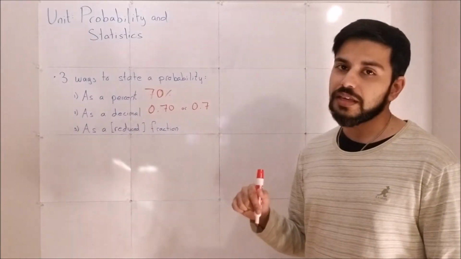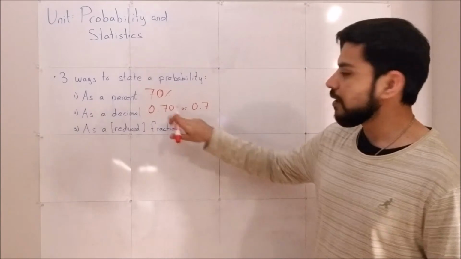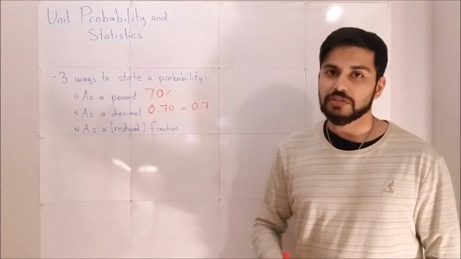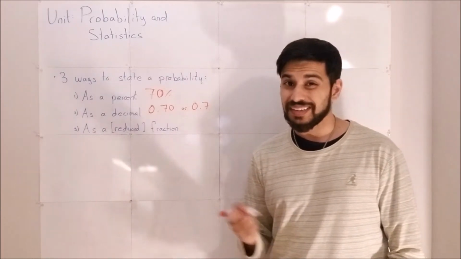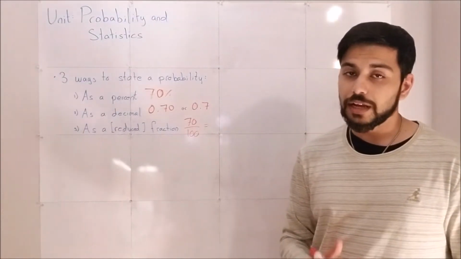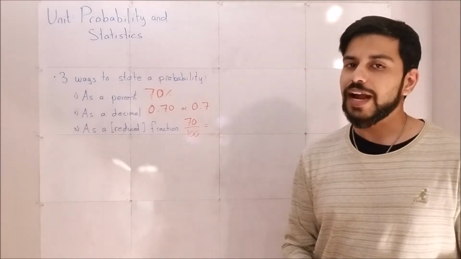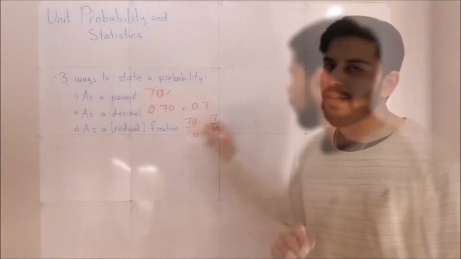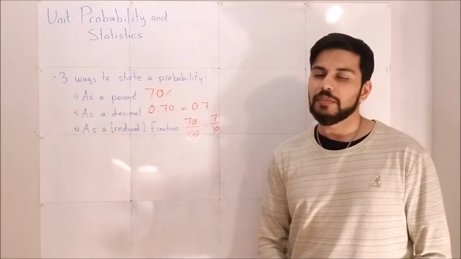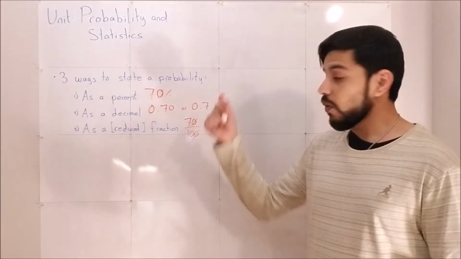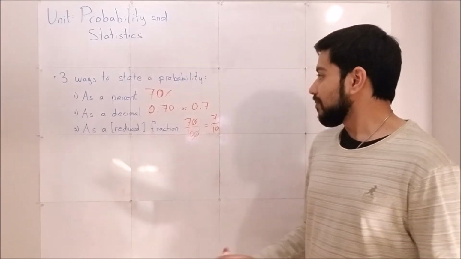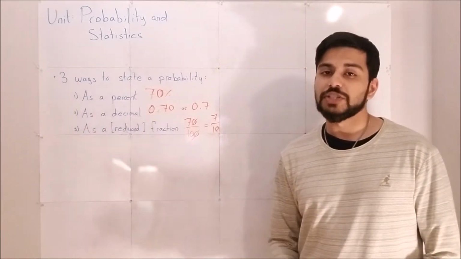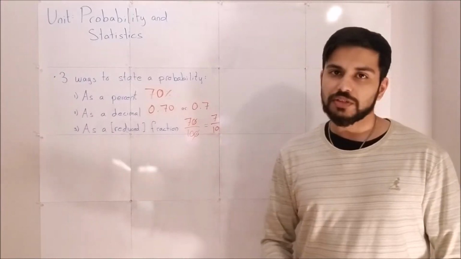An example in this case is because I have 70% or 0.70. Remember, to get from 70 to 0.70, I divided by 100. So it looks like this: 70 over 100, however, is not a reduced fraction. I have to divide both by 10 because I can still do that, and 7 out of 10 would be my reduced fraction. So these are all three ways of writing 70% or 7 out of 10 or 0.7 of a chance. These are all different ways of writing that.